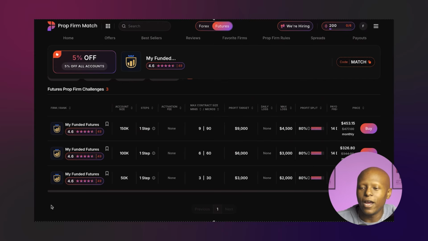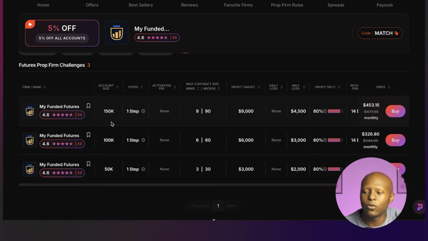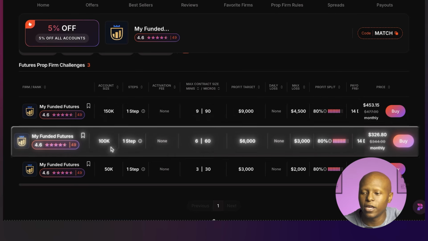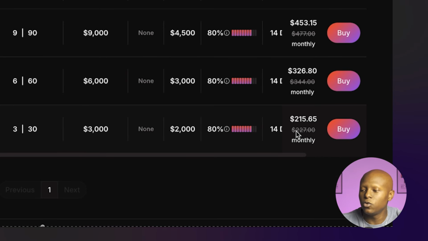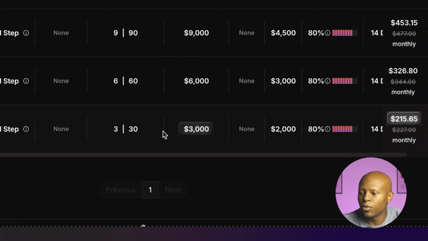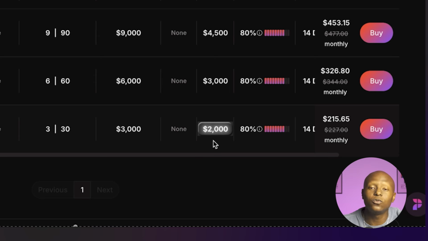Taking a look here at My Funded Futures, you can see that they have three different account challenges. They have the 150K, the 100K, and the 50K. And we're going to focus on the 50K challenge here. In terms of price, you're going to be paying $227 unless you use code match. In that case, you would be paying $215.65. The profit target is $3,000 and the max loss is $2,000.